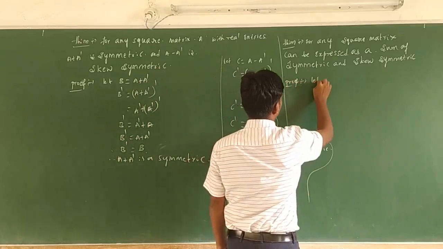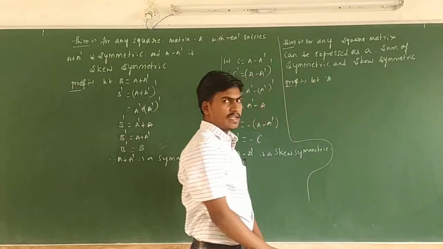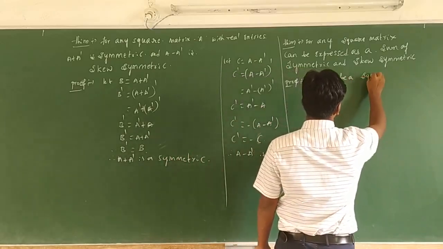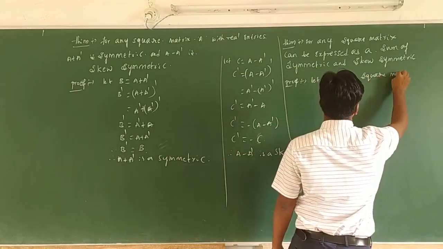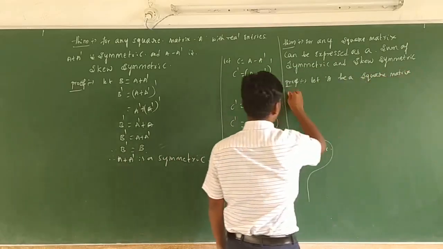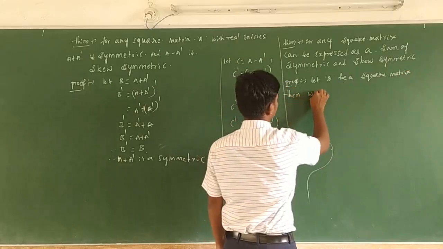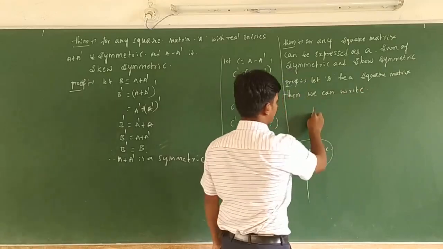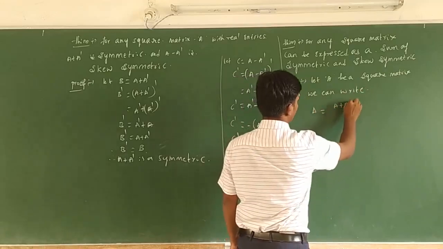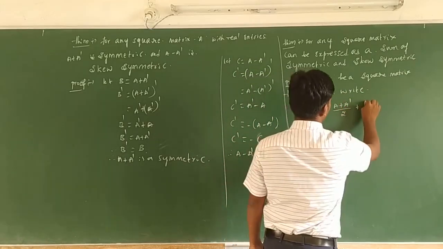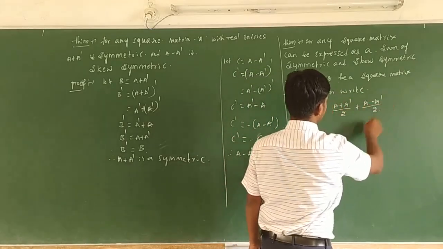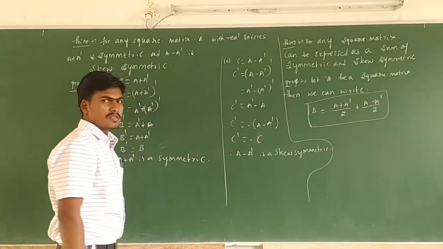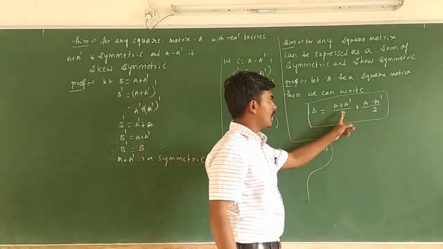Let A be a square matrix. Then we can write A is equal to (A plus A transpose) by 2 plus (A minus A transpose) by 2. This is the representation of a matrix as a sum of symmetric and skew symmetric.